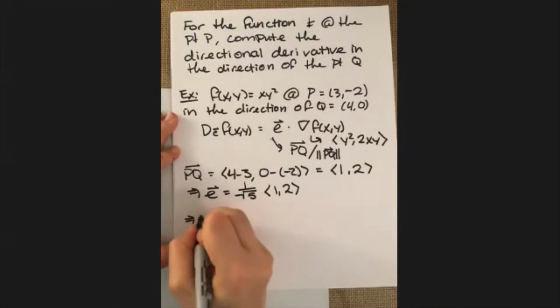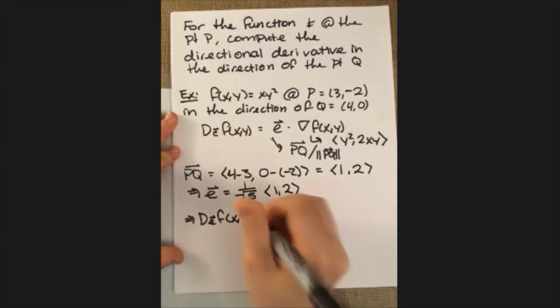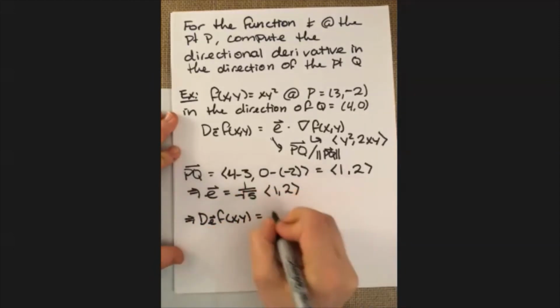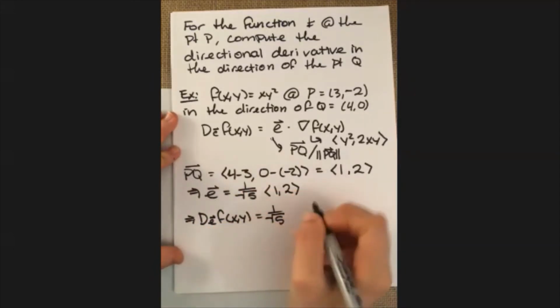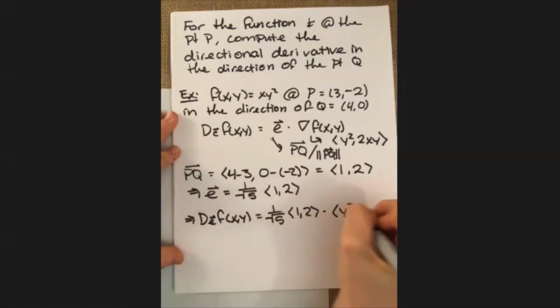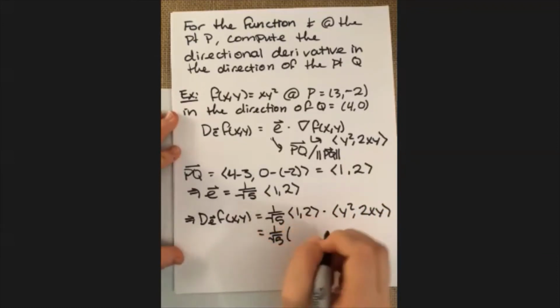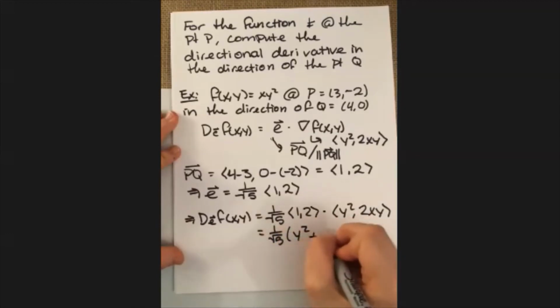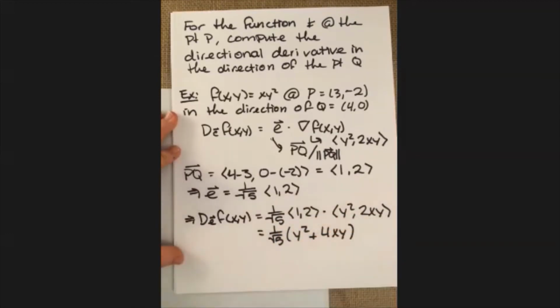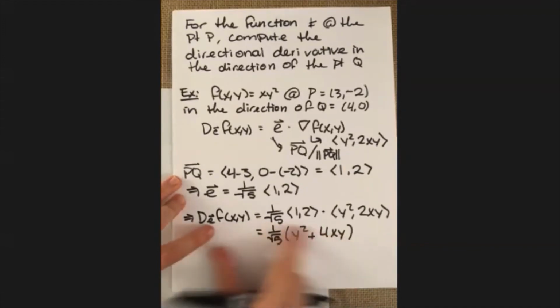So generally speaking, our directional derivative is Df(x,y) = 1 over √5 times (1, 2) dotted with (y squared, 2xy). Well, this is going to be equal to 1 over √5 times (y squared plus 4xy). So now we found our directional derivative, but this is at any particular point, right?